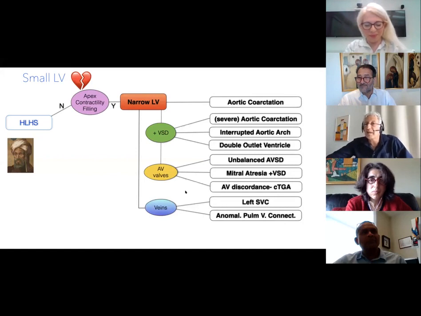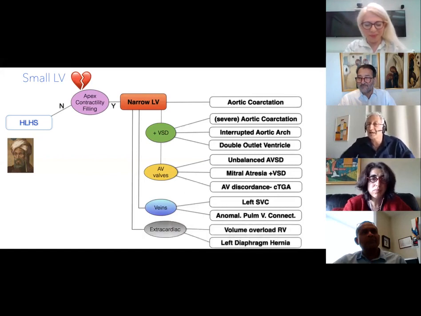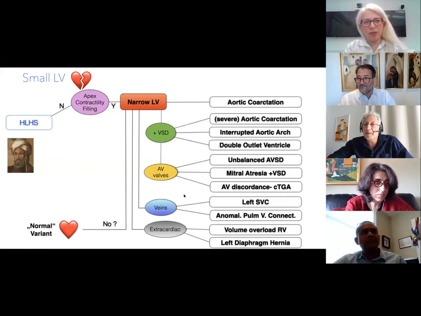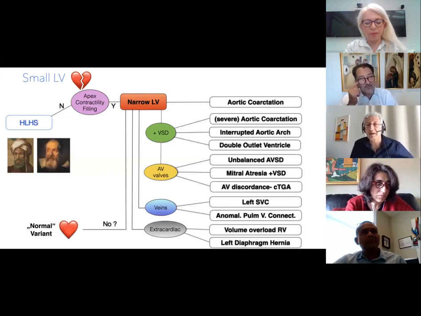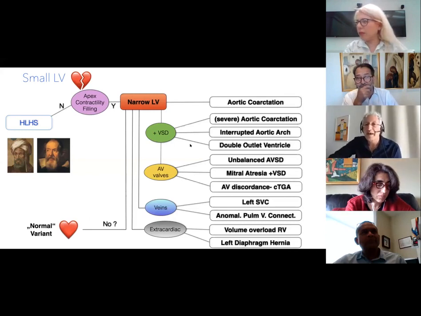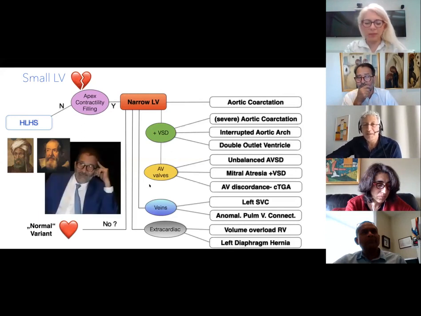We did not have time to discuss extracardiac situations like volume overload in the right ventricle or diaphragmatic hernia. And then keep in mind that if you don't find anything associated, it could be a normal variant. And when you are working on this, you need always to perform some measurements like Galileo did. So document your examination by performing measurements. And once you have seen all these conditions several times, then you can become wise and expert as Kypros.